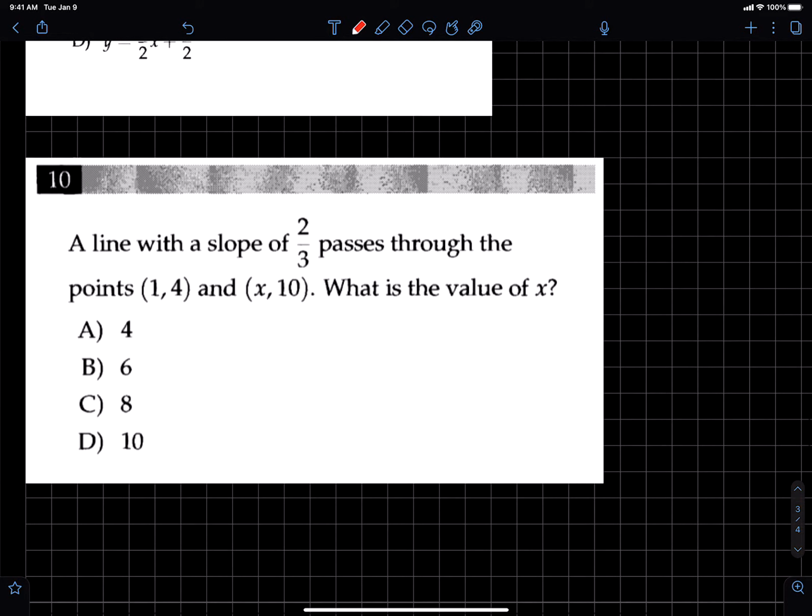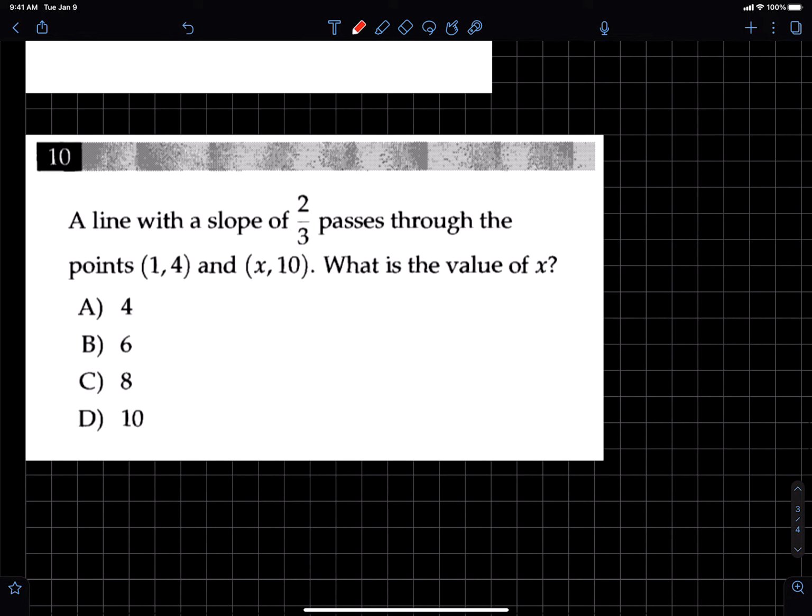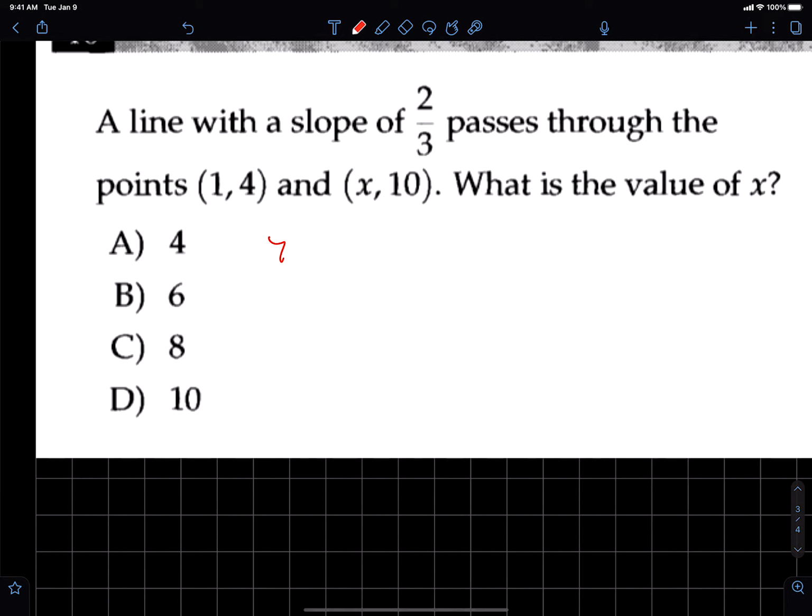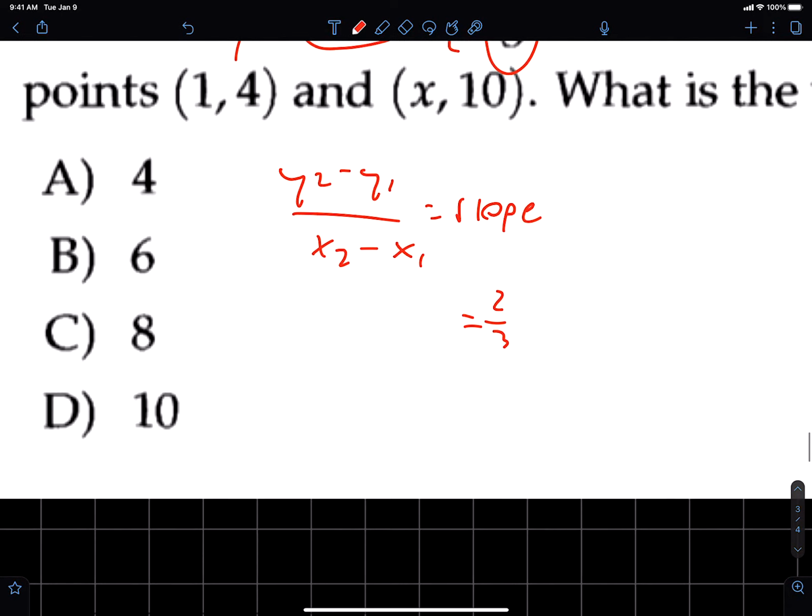All right. A line with a slope of 2/3 passes through the points 1, 4, and x, 10. What is the value of x? Interesting. So remember, again, slope is y2 minus y1 over x2 minus x1. We're going to call this point 2, and we're going to call this point 1. Remember, this equals slope. But they tell us the slope here. They tell us the slope is 2/3. So we can fill that in for slope. So 2/3 is going to equal 10 minus 4 over x minus 1.